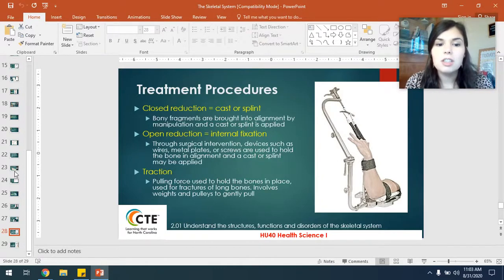And then traction is pulling. It's a pulling force that they use to hold the bones in place. This is used for fractures of really long bones. So if you were to break your femur, your tibia, or sometimes even your fibula, they may have to use this procedure to hold those bones in place. This involves a series of weights and pulleys to do gentle pulling. It's definitely uncomfortable, but sometimes in order to make sure that your long bones fuse back properly and that you're not going to have lopsidedness, this is the best option. And then there is an image right there of what that might look like.